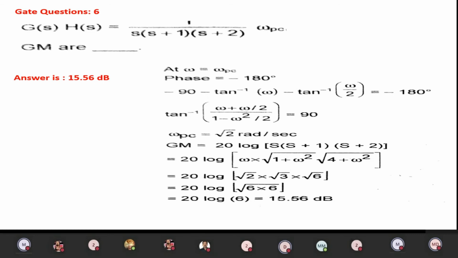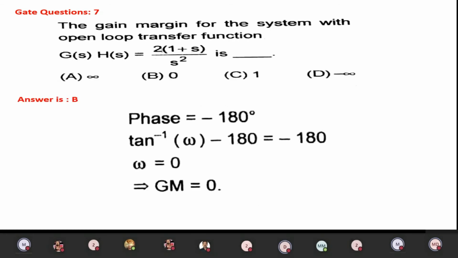So now take this omega pc value. The gain margin for this can be written as 20 log of the magnitude of this. The magnitude is nothing but 20 log of omega into root of 1 plus omega square root of 4 plus omega square. Substitute the omega value and you will get those values. So 20 log of that value gives the gain margin in terms of 15 dB. So this is how you have to solve the simple problems.